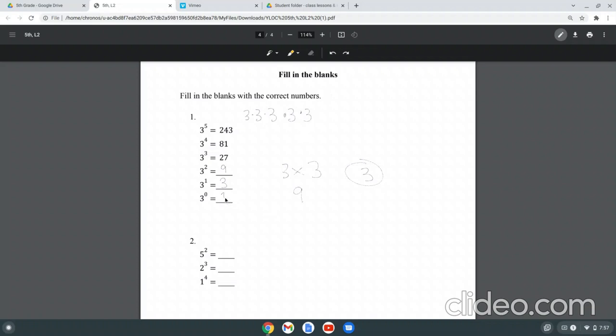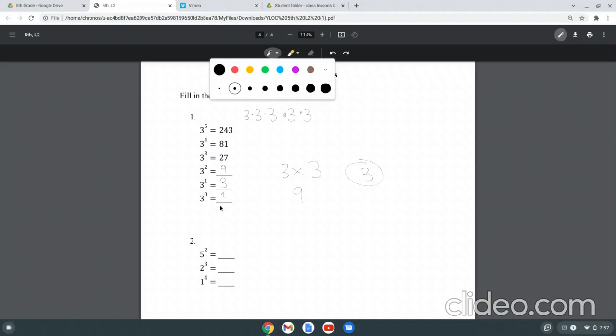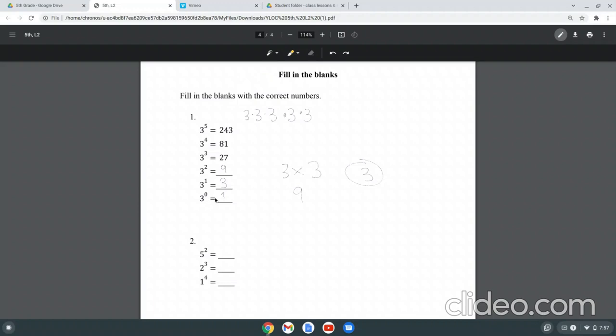So whatever number has the exponent of 0 will always be 1.